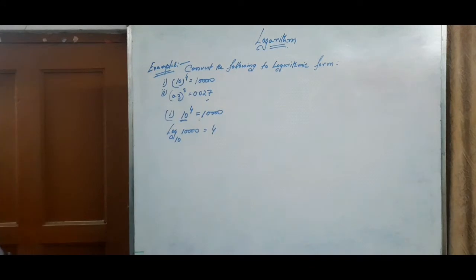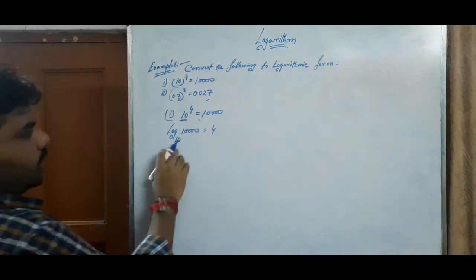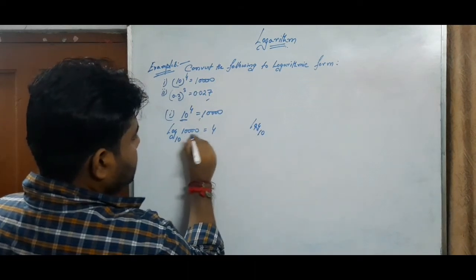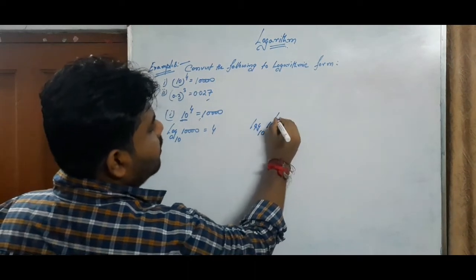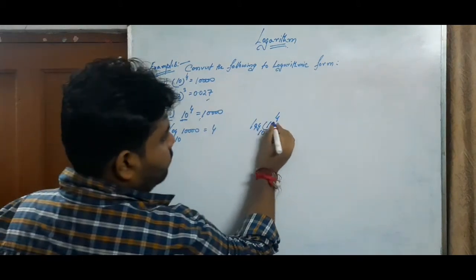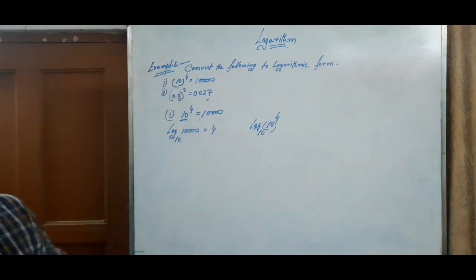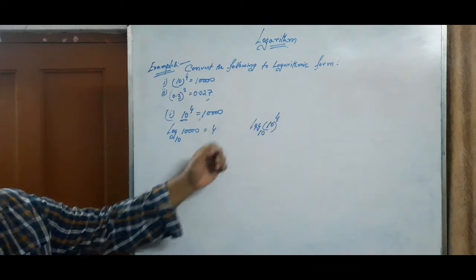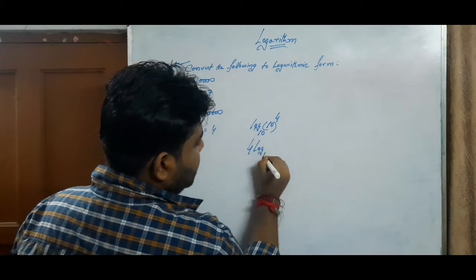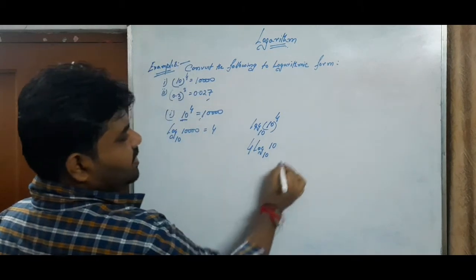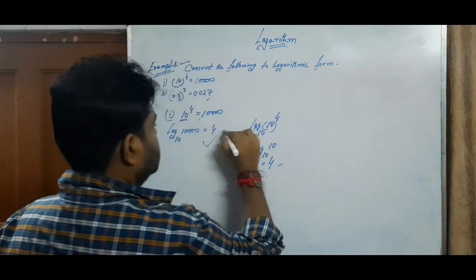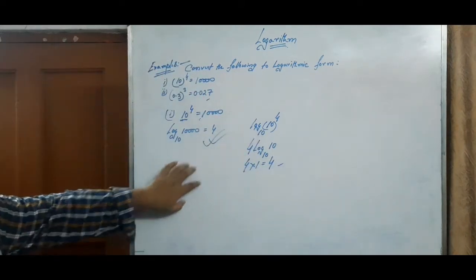How can we verify this? Sure, why not? Log base 10 of 10,000, that is 10,000 means 10 to the power 4. We can write 10,000 as 10 to the power 4. From the formula we came to know that the power comes first. That is 4 log 10 base 10. Log 10 base 10 means 1. That is 4 into 1. That is 4. Okay, verified.